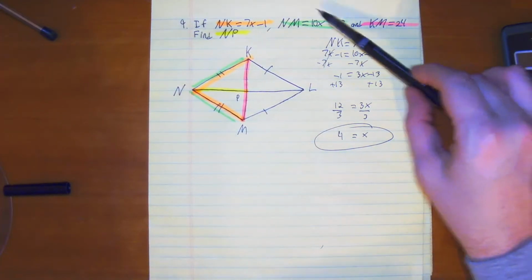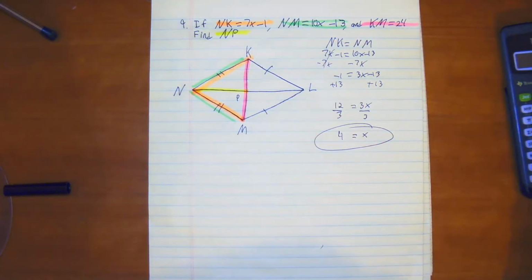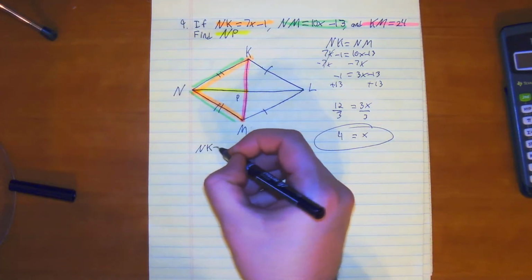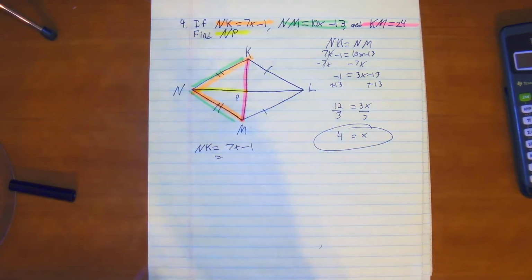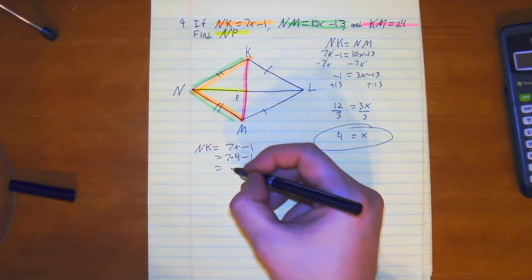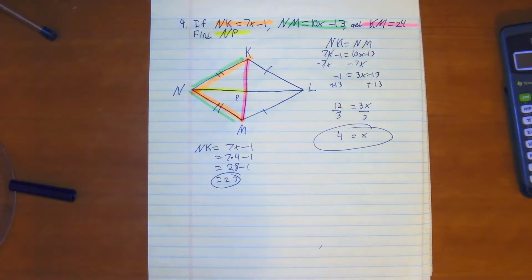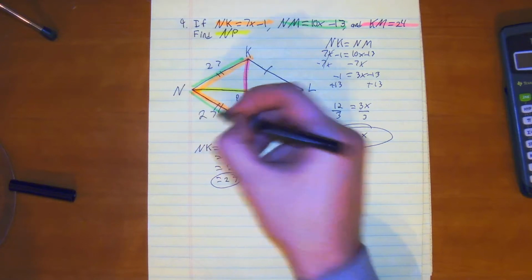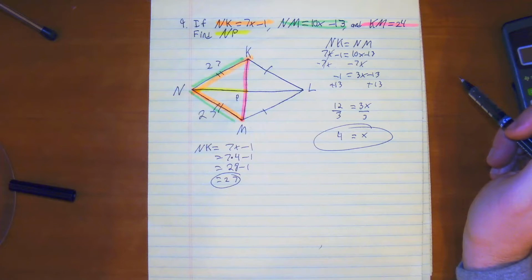Since both are equal to each other, it doesn't matter if you choose NK or NM to plug in x to find the length. 7x will be easier to use, so let's do NK. It's equal to 7x minus 1, so we do 7 times 4 minus 1, which is 28 minus 1, which is equal to 27. So that means this length here is 27, this is 27. At the beginning they said KM is 24, but the 24 really won't help us here.